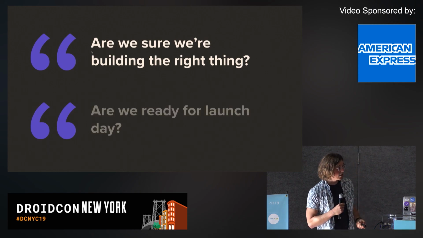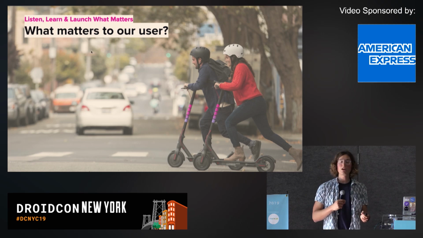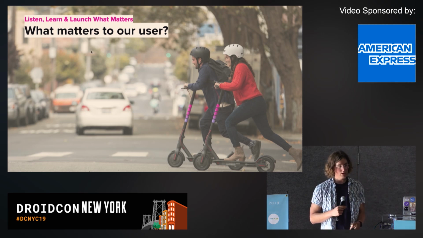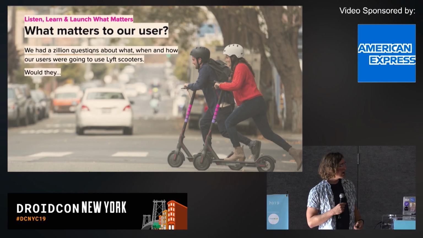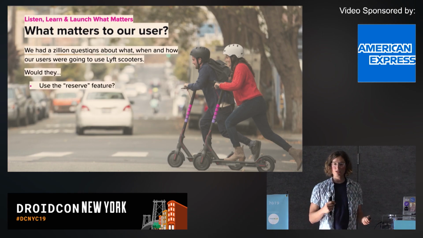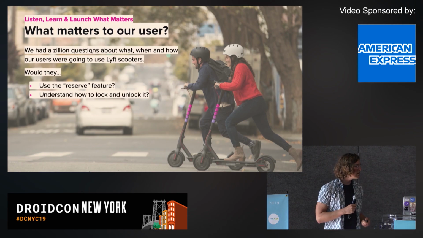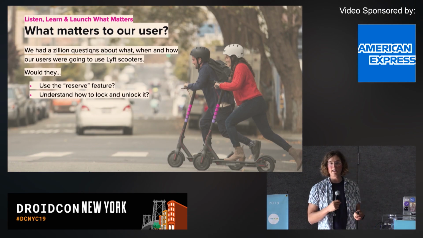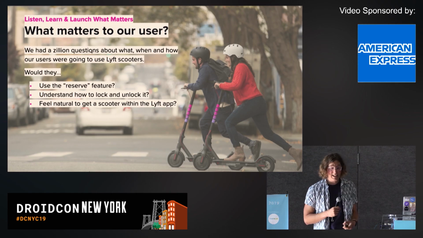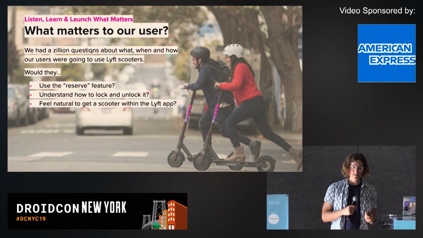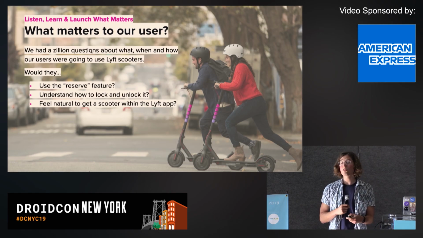So when it comes to the first one, we had talked about our North Star and our golden path and what mattered to our users, but there were lots of unanswered questions. Basic stuff like, do they understand this reserve feature? It was not standard in scooter apps at the time. Do they understand some of our basics around locking and unlocking it? These were things that differed from our competitors. And then finally, the huge elephant in the room was, would anyone even understand that the Lyft app could get them a scooter? Or was this something that would make no sense to them?